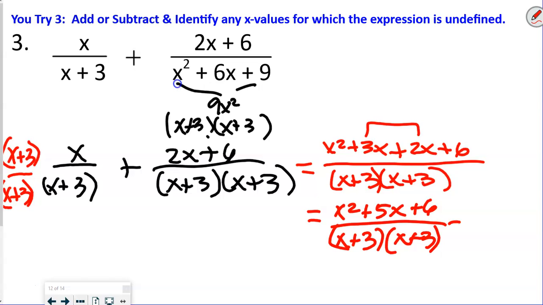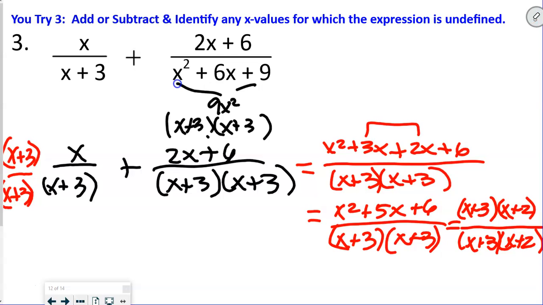We need to factor what's in the numerator up here. So when we factor that, what are the two factors of 6 that when added together give you 5? That would be plus 3 and plus 2, right? Still over x plus 3, x plus 2. Sorry, x plus 3, x plus 3. That was my bad, y'all.